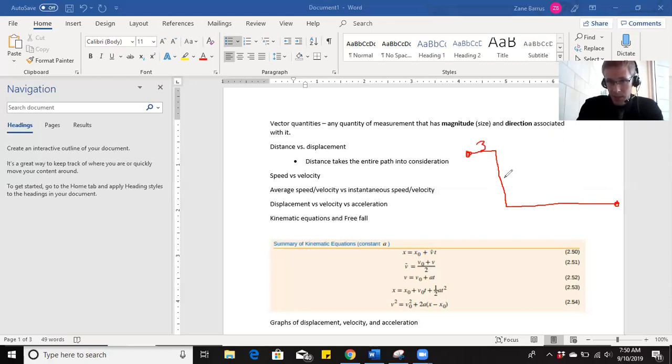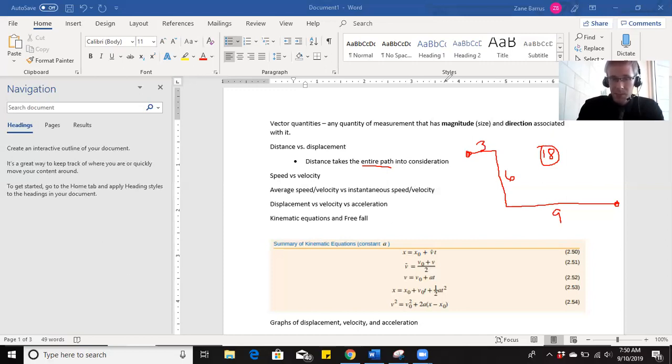I had to drive maybe 6 blocks south, and perhaps 9 blocks further to the east. So the entire path that I drove is 3 blocks plus 6 blocks plus 9 blocks. So the total distance I drove was 18 blocks. That's distance, and that's pretty simple.